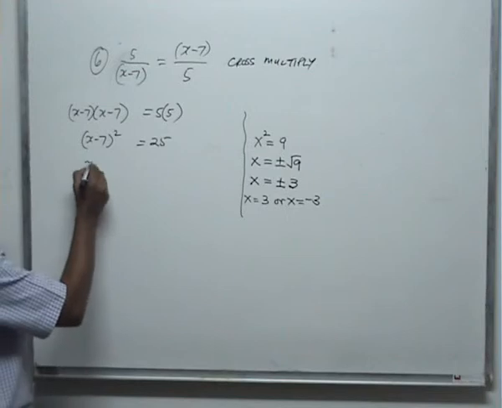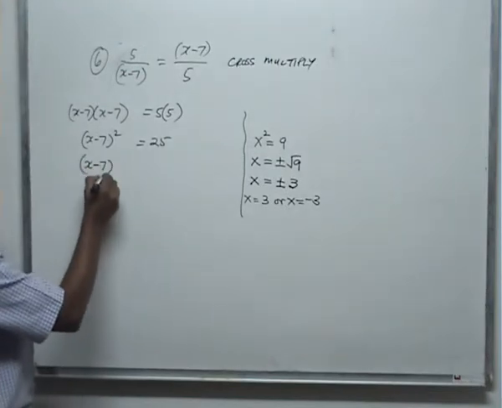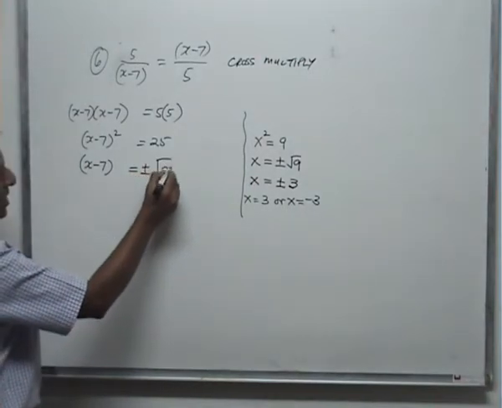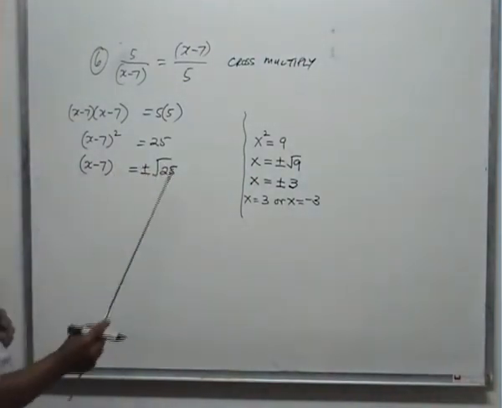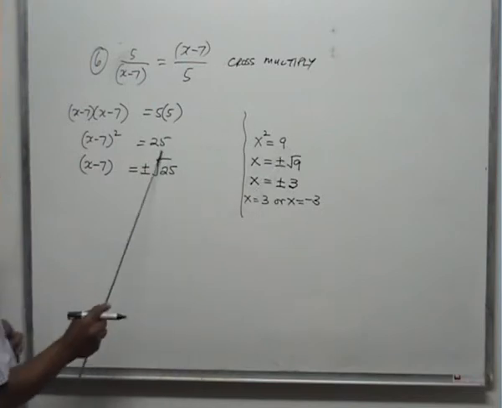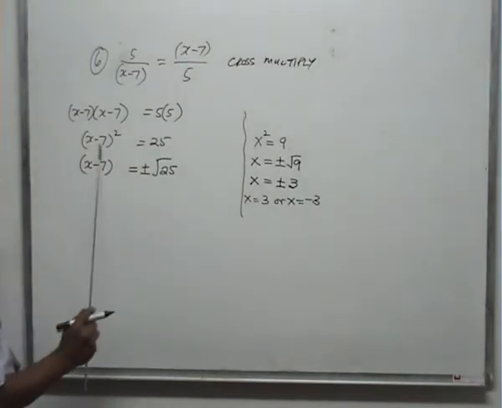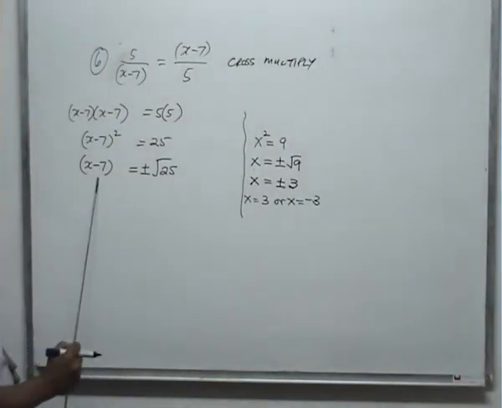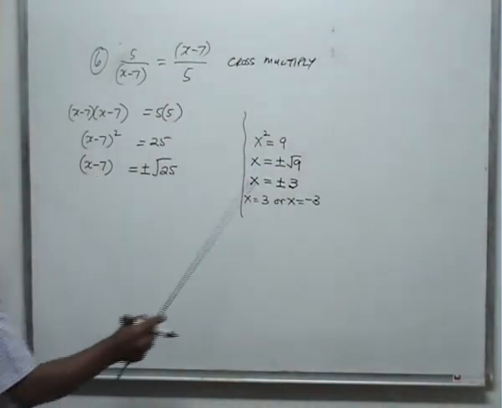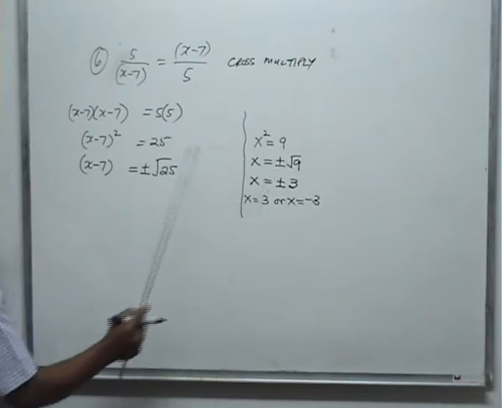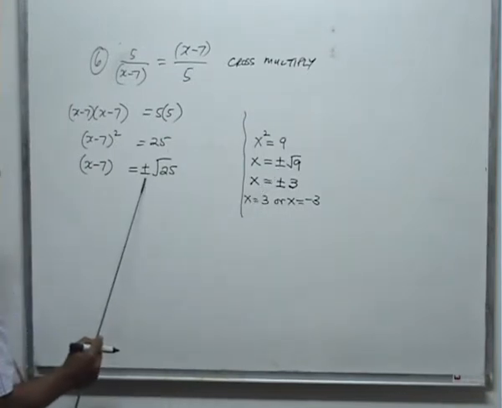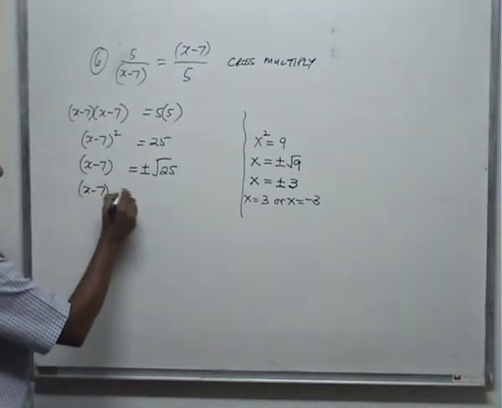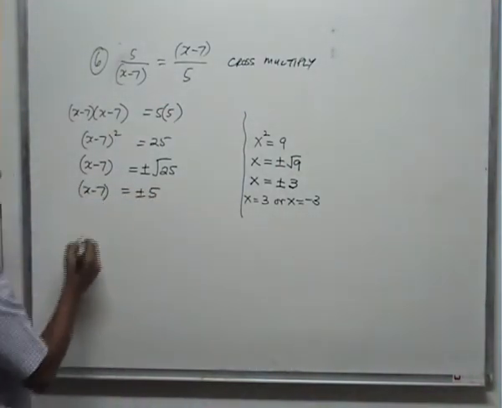So you can say, well, look, x minus 7 is equal to plus minus the square root of 25. Instead of 9, I've got 25. Instead of x squared, I've got bracket squared. So in this step I wrote x, therefore in this step I must just write bracket. In that step I wrote plus minus root 9, therefore in this step I must write plus minus root 25. So I get x minus 7 is equal to plus minus 5.